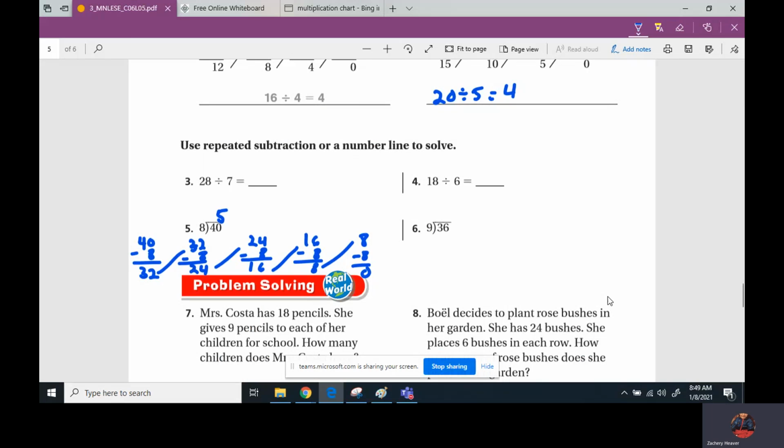Same thing here. 36 minus 9 is 27. Bring it up. 27 minus 9 is 18. Bring it up. 18 minus 9 is 9. Bring it up. And 9 minus 9 is 0. 1, 2, 3, 4. And that is correct. You guys can try 3 and 4 by yourself.